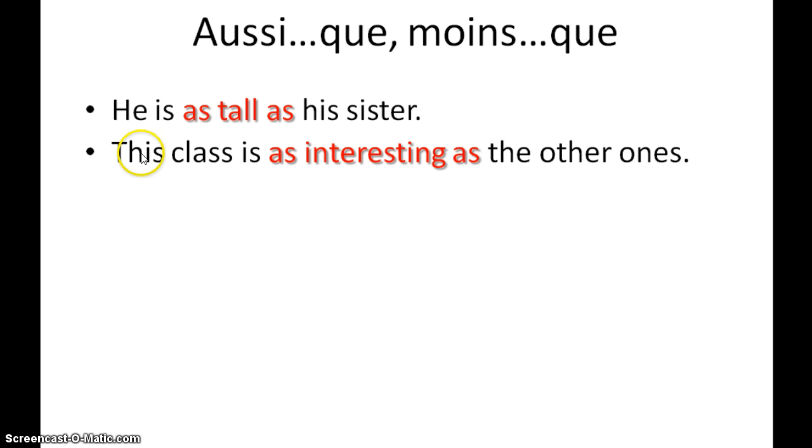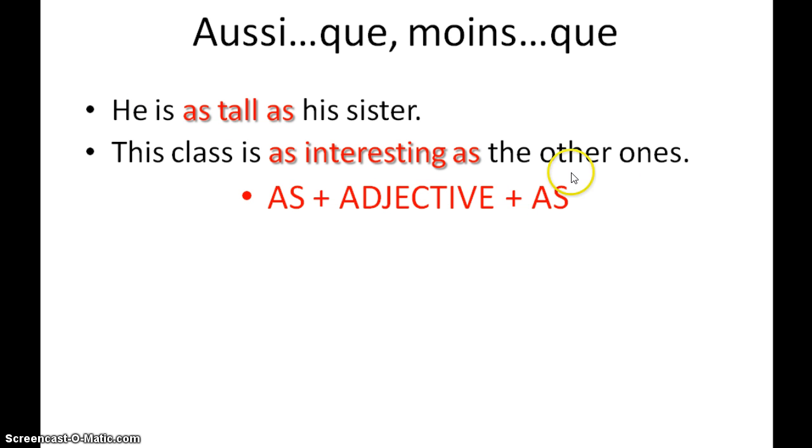Two examples. First, to start, the form aussi que. He is as tall as his sister. Il est aussi grand que sa sœur. This class is as interesting as the other ones. Ce cours est aussi intéressant que les autres. This is the easiest really for you because you use as followed by an adjective and then as, regardless of the length of the adjective.